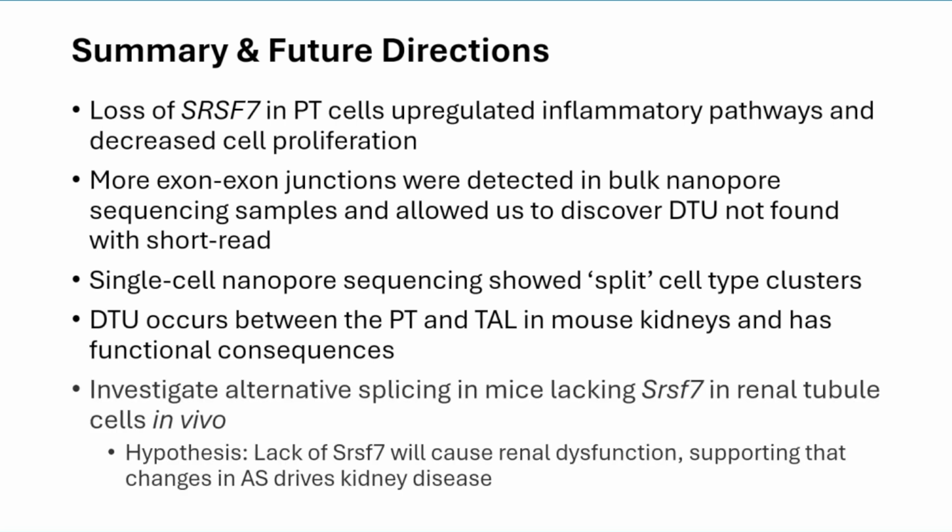And the future direction of this work is to investigate alternative splicing in mice that lack SRSF7 in the kidney, because this would help support our hypothesis that this will cause renal dysfunction, and supporting that changes in alternative splicing can drive kidney disease.